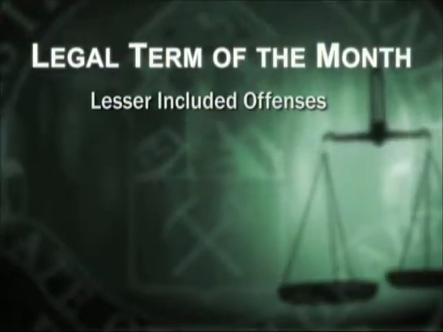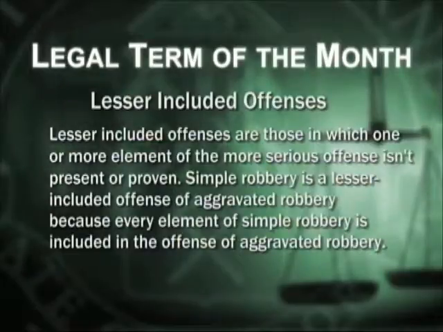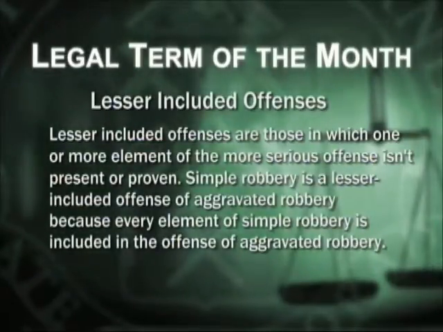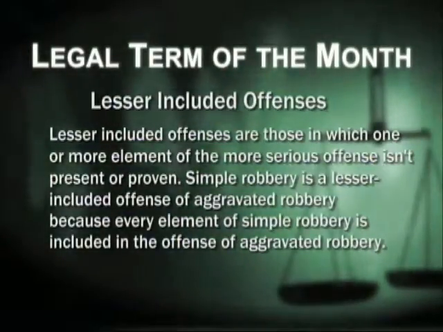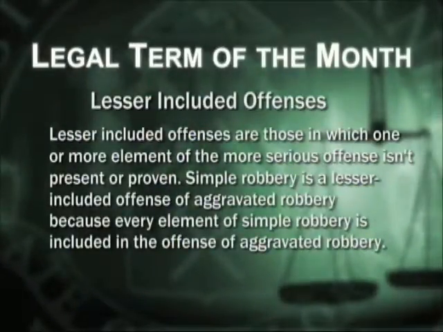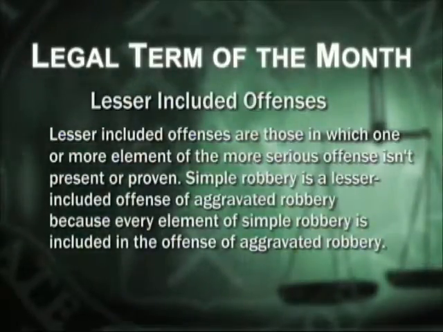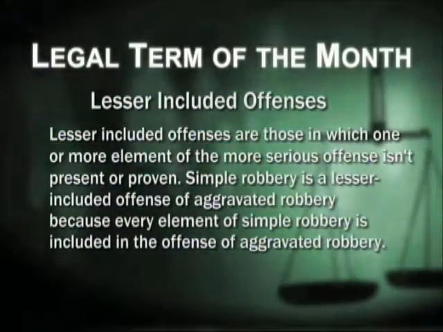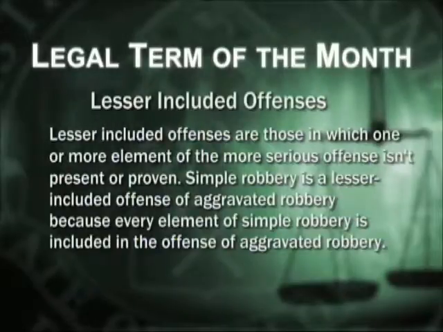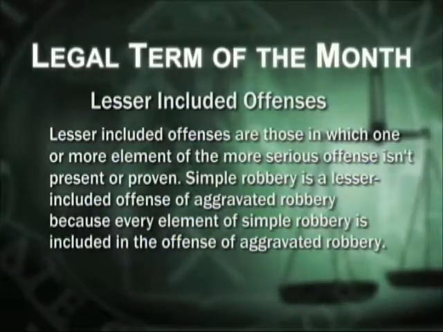The term this time around is lesser included offenses. The definition is: lesser included offenses are offenses in which one or more elements of the more serious offense isn't present or proven. For example, simple robbery is a lesser included offense of aggravated robbery because every element of simple robbery is included in the offense of aggravated robbery. So, Mitch, kind of explain that.